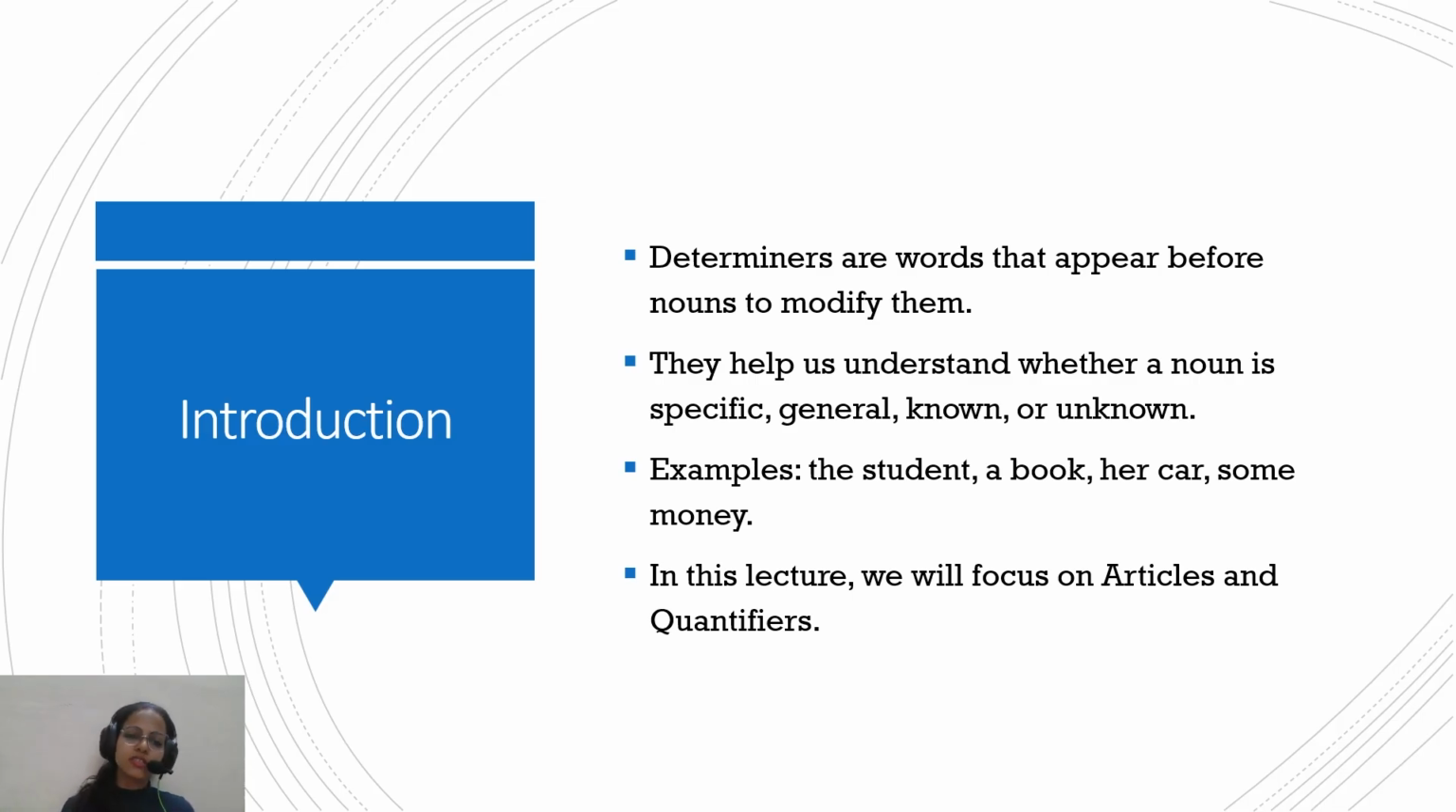Her car. Again, her here is a determiner. It is telling us the relationship between the car and the owner, or whom the car belongs to. Some money. Again, it's a quantifier. Some is a quantifier and money is the noun. So we're getting an understanding of how much money, some money. These words modify a noun and help us in better understanding the noun.